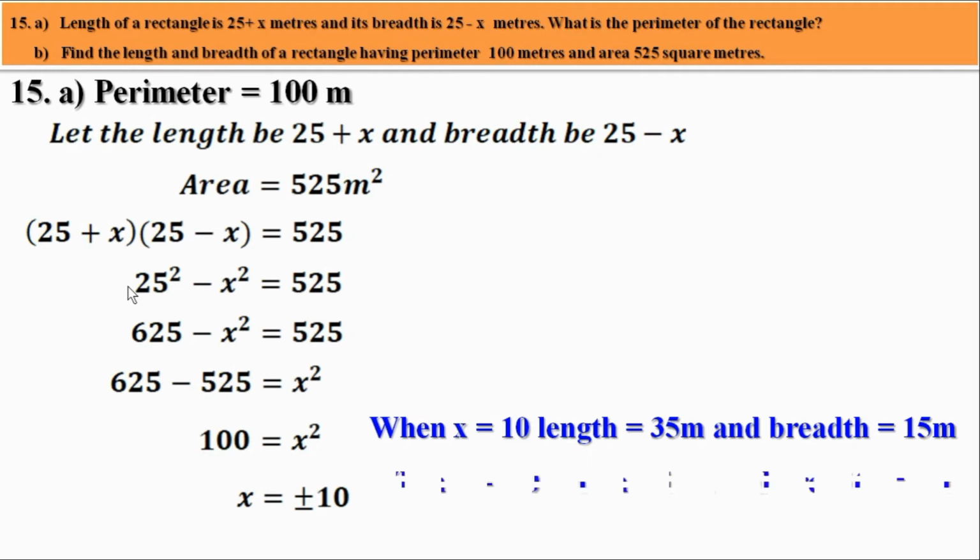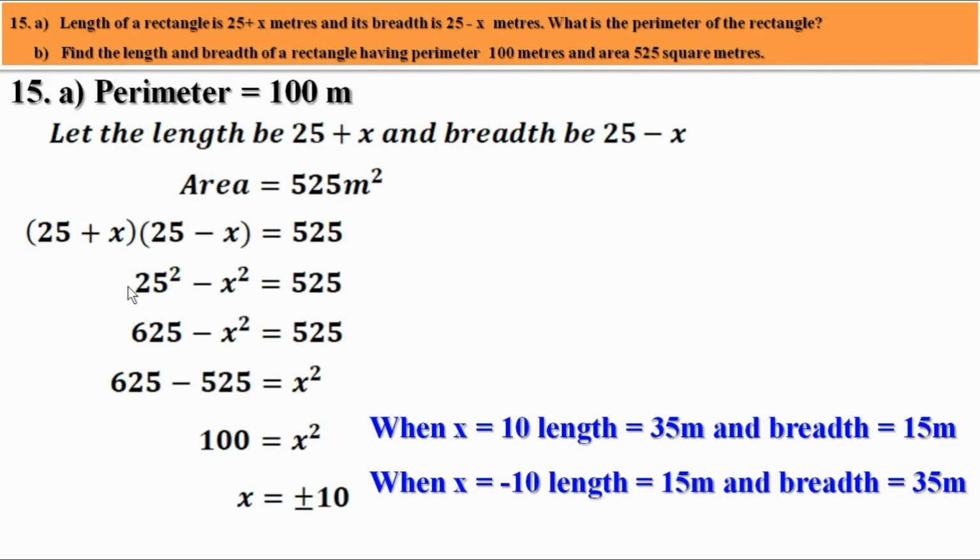When x equal to minus 10, length equal to 25 plus minus 10, that is 15, and breadth equal to 25 minus 10, that is equal to 35. Usually we say the longer as length and shorter as breadth. So we can say length equal to 35 meters and breadth equal to 15 meters.